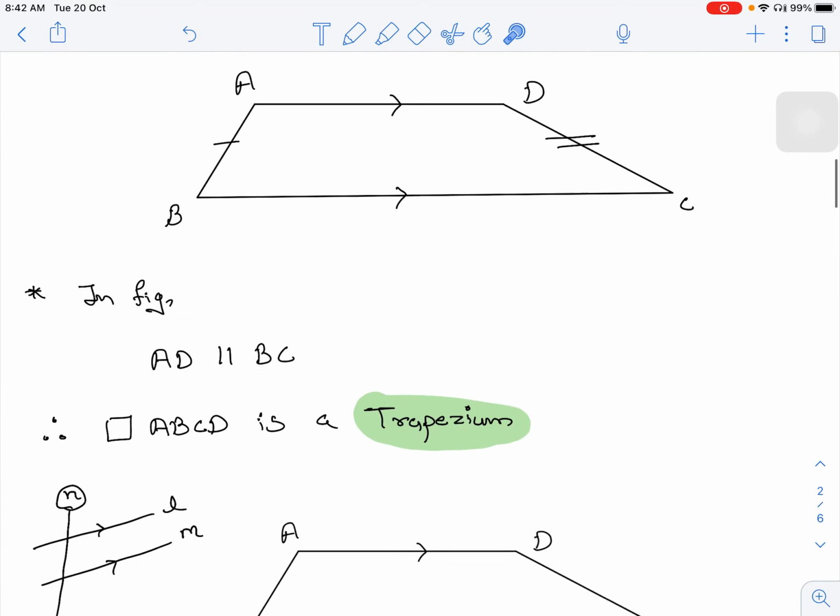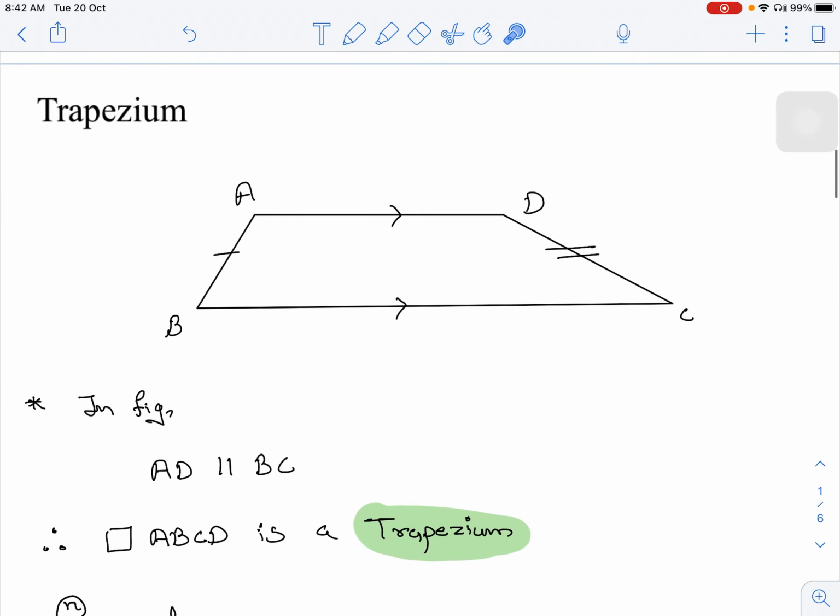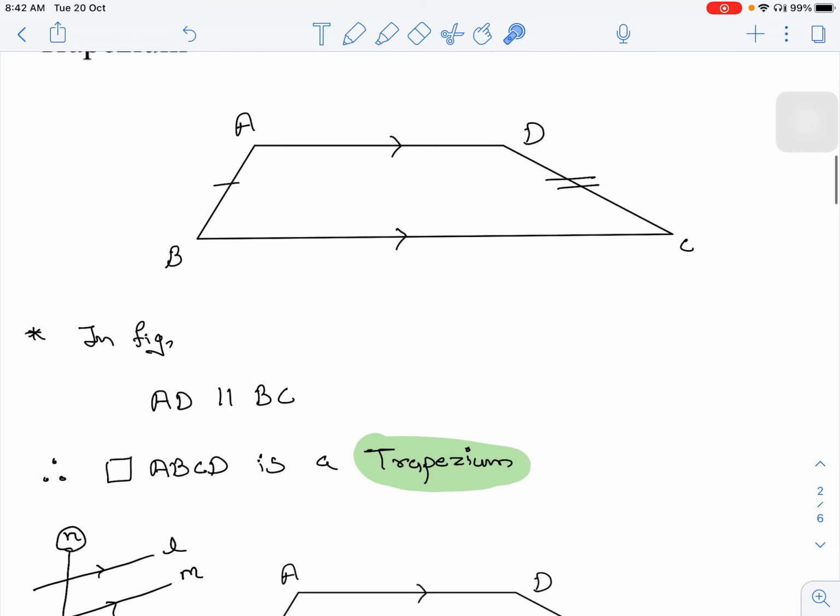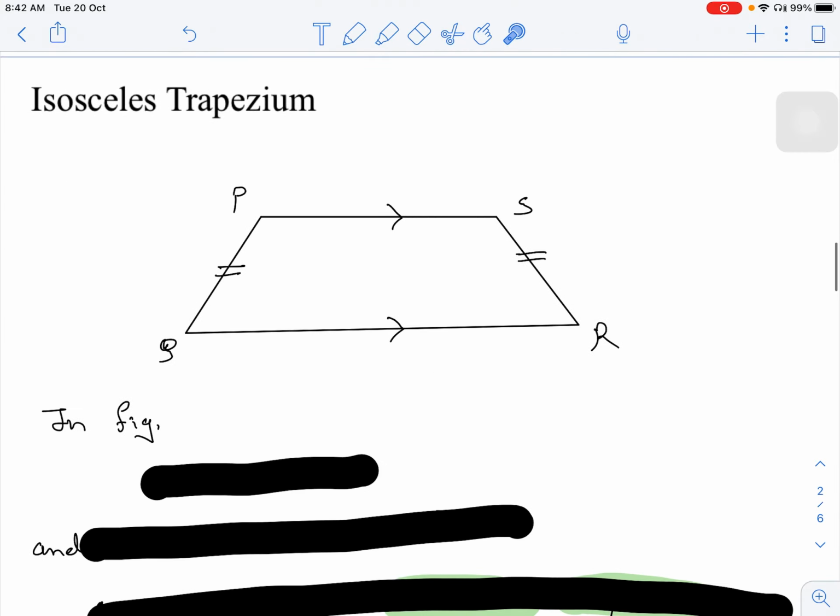Okay, now let us see our next type of trapezium. In this trapezium, the one which we have seen first, we consider that AD is parallel to BC, and AB and CD are non-parallel sides. Now these non-parallel sides, it can be seen from this figure, are unequal, and this indicates the sign for parallel. Okay, so now here the next trapezium is known as an isosceles trapezium.